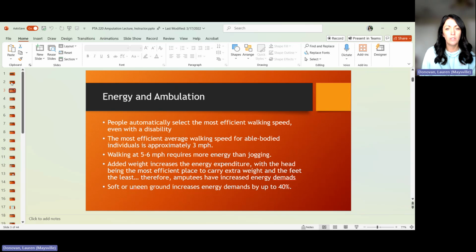The most efficient average walking speed for normal individuals is approximately 3 miles per hour, and walking at 5 to 6 miles per hour requires more energy than jogging. This is just in general, but added weight, such as a prosthetic, is going to increase the energy expenditure. The head is the most efficient place to carry extra weight, obviously, and the feet the least. Therefore, this is why amputees have an increased energy demand. It will make a difference too if it's on soft or uneven ground surfaces. This will increase the energy demands up to 40%.